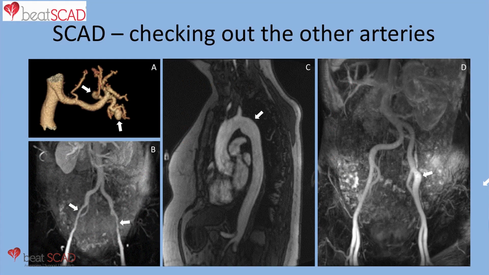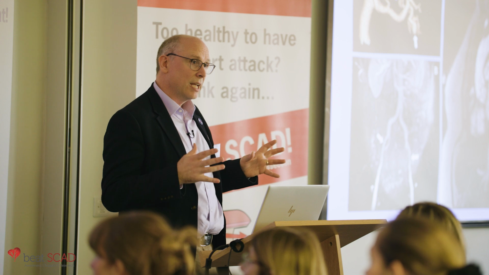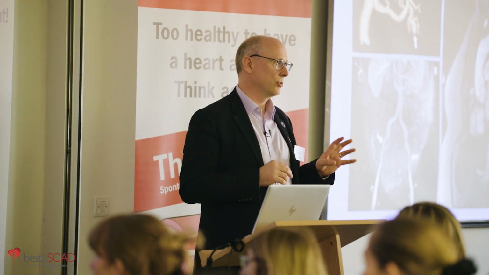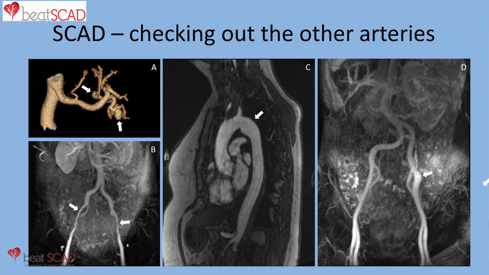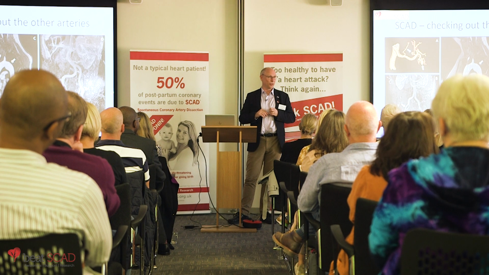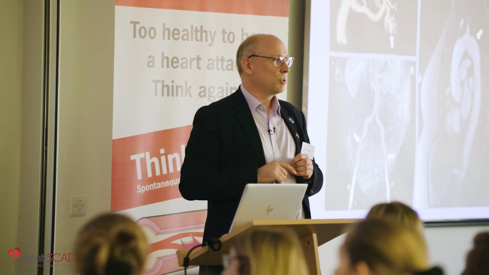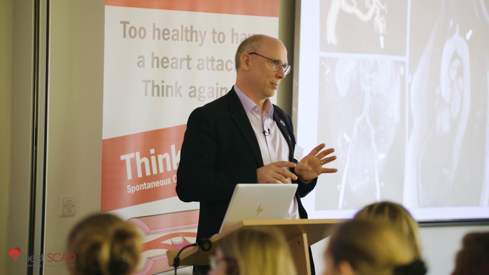So the other thing many of you will be discovering after you've had your SCAD is that we like to look at all of the other arteries in the body. The reason for that is that SCAD is associated with some variations and abnormalities of the arteries elsewhere in the body. These include the rather lengthily termed fibromuscular dysplasia, which does sound almost as horrifying as spontaneous coronary artery dissection, doesn't it? Fibromuscular dysplasia is commonly found in SCAD patients.